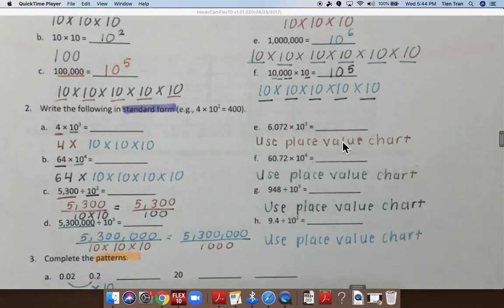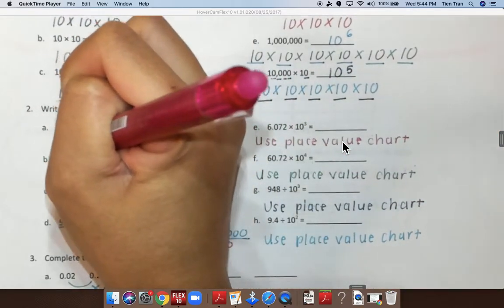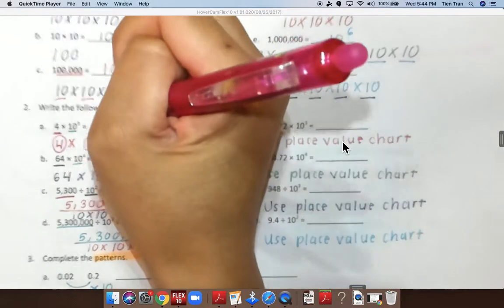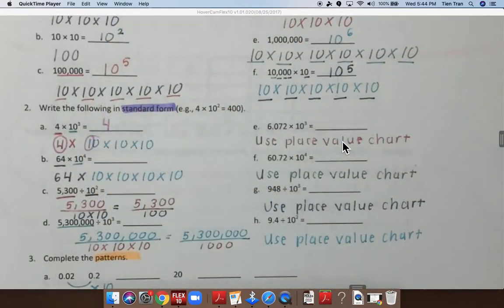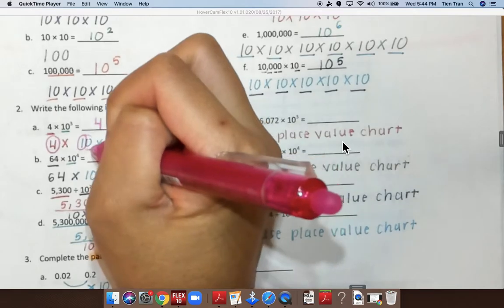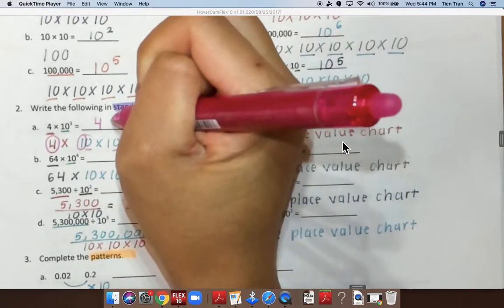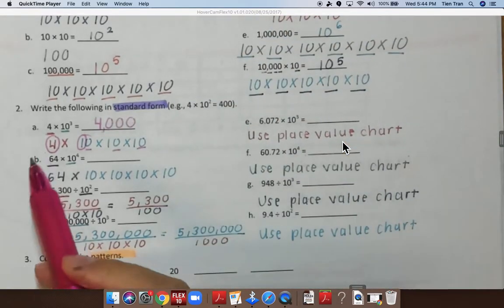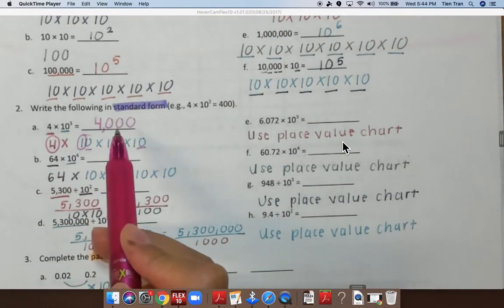Okay? Now, an easy way to solve for this is to write this right here. So I'm going to multiply 4 times 1. Okay? 4 times 1 is equal to 4. And then I'm going to add my zeros. I have 1, 2, 3 zeros. So I'm going to add 1, 2, 3 zeros. So my answer, 4 times 10 to the power of 3 is equal to 4,000.